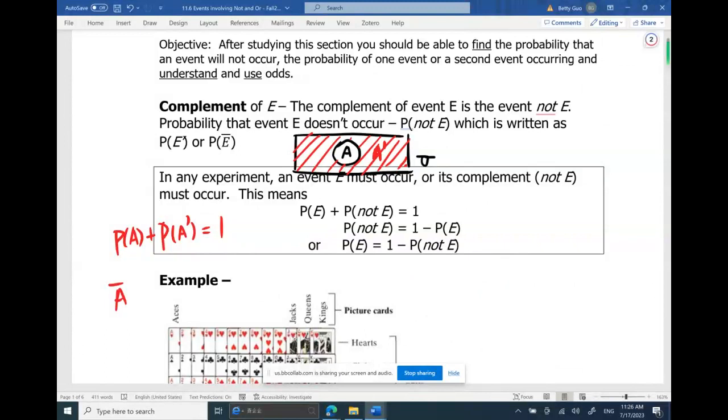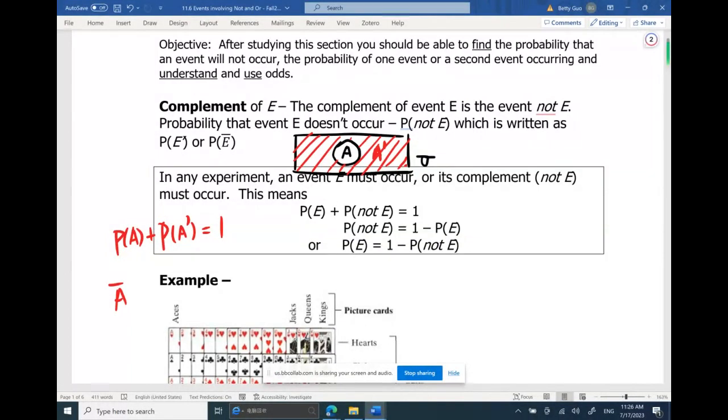Let's say the chance or probability of raining tomorrow is 20%. Then what's the probability of tomorrow not raining? You would say 80%, right? Because 20% plus 80% is 100%. Exactly. If two events are complements of each other, then their probabilities add up to 1. 1 is 100%.